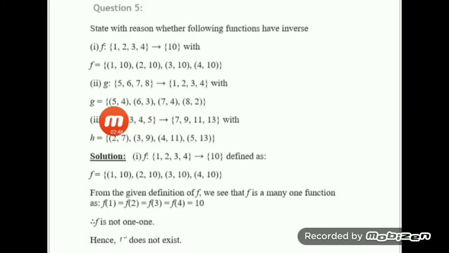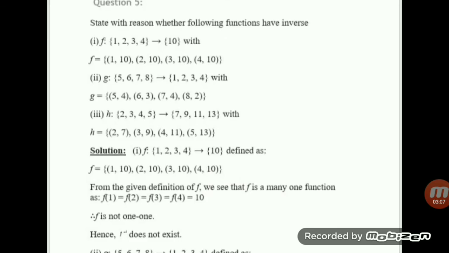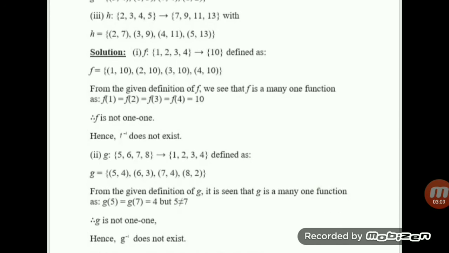So, here you see z(5) is equal to 4 and also z(7) is equal to 4. That means 2 elements, 5 and 7, have the same image. So, the function is again not 1-1, that is, many-1. And many-1 means what? It is not invertible.